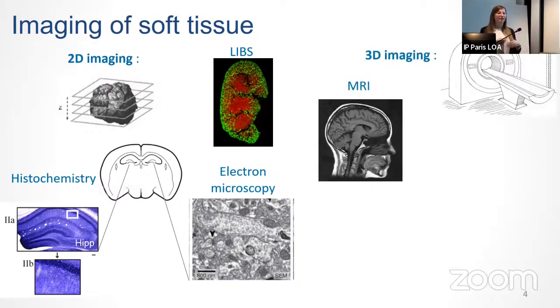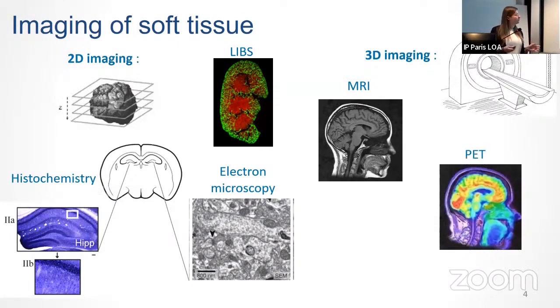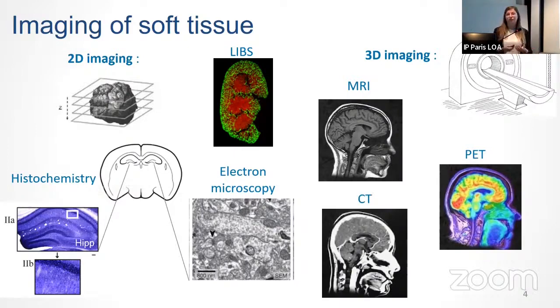On the other hand, we have 3D techniques that make use of large machines. For example, we have MRI, so magnetic resonance imaging, that uses high magnetic fields to visualize the internal structure. Then we have PET, so positron emission tomography, which is a combination of nuclear medicine and tomography. And then we have CT, what we are going to use in my thesis, so computed tomography, that normally is performed with X-rays.